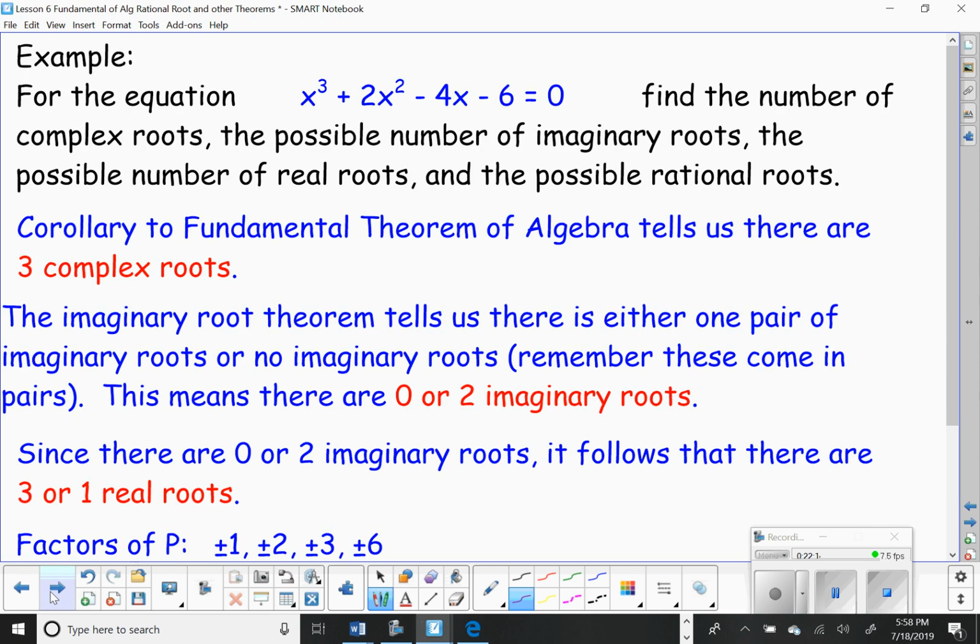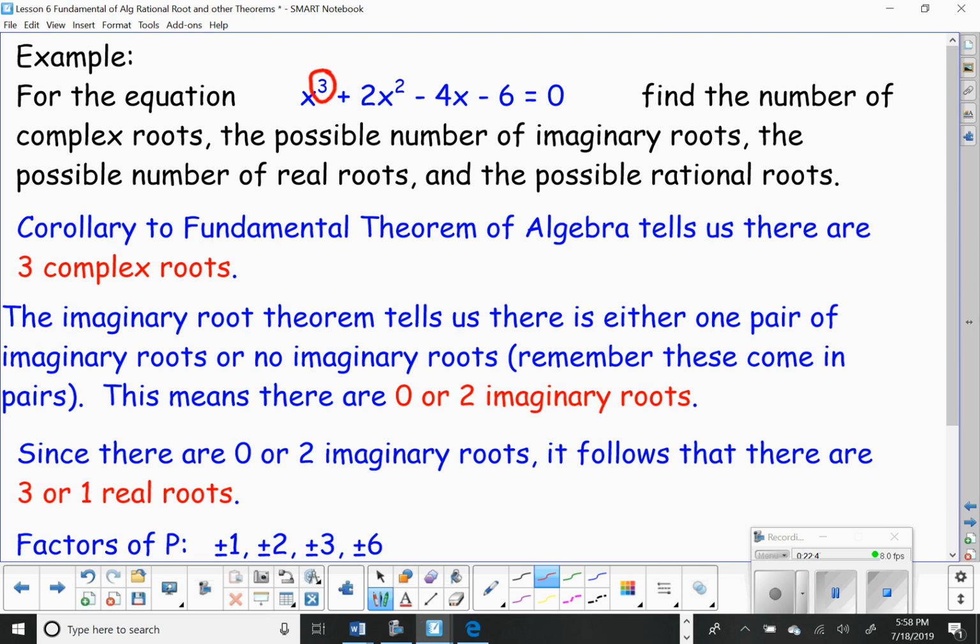Now, here's some questions that you can be asked that should not take long to answer, and they're pretty straightforward once you understand. For this equation, you want to find the number of complex roots, the possible number of imaginary roots, and the possible number of real roots, as well as the possible rational roots. Notice you're only finding possible, you're not actually solving this. Well, first off, the corollary to the fundamental theorem of algebra tells us that there are 3 complex roots. How? It's a degree of 3, so 3 complex roots.